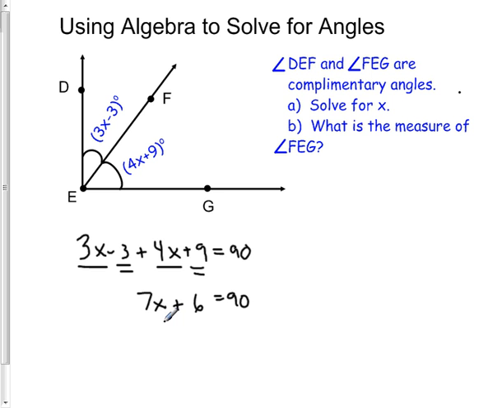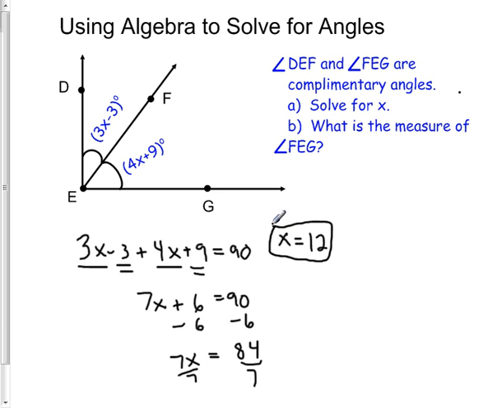Now we're going to solve this equation. 7x plus 6 equals 90. We would subtract 6 from both sides of the equal sign. We get 7x equals 84. And then we divide both sides by 7. And we get x equals 12. Okay, so the answer to part A, solve for x, is 12.